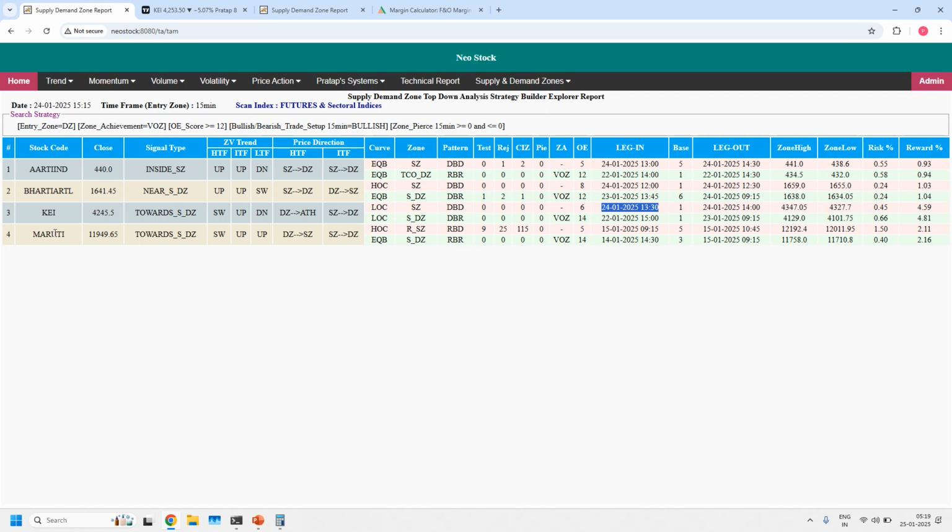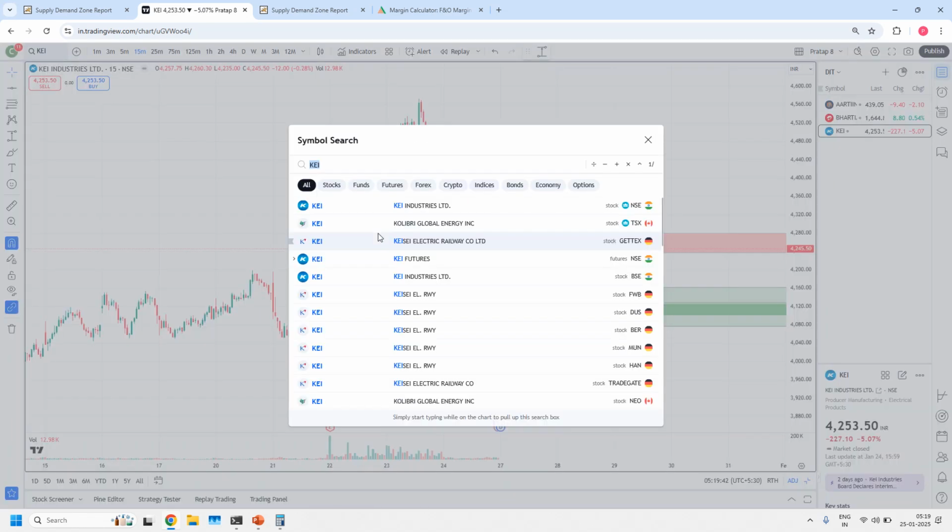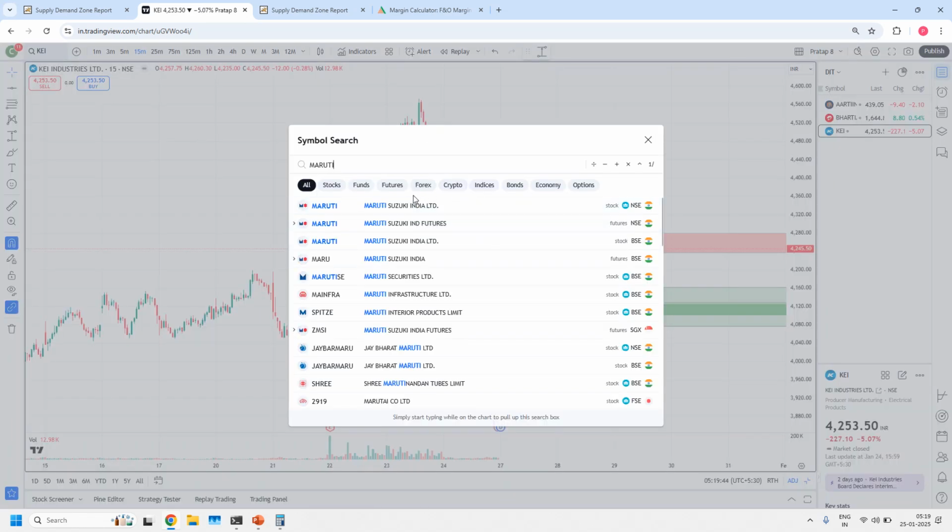Okay, the next one is Maruti. This is also a high liquidity 15-minute zone, a fresh zone, created on 14th January at 14:30 hours after the 3 base candles. 14 January, 14:30. So, Maruti.